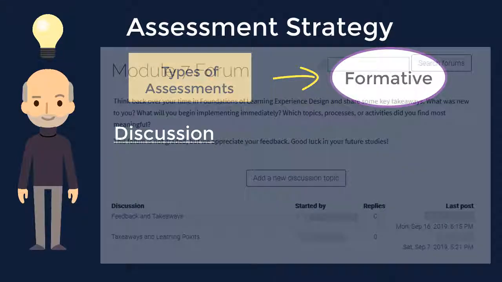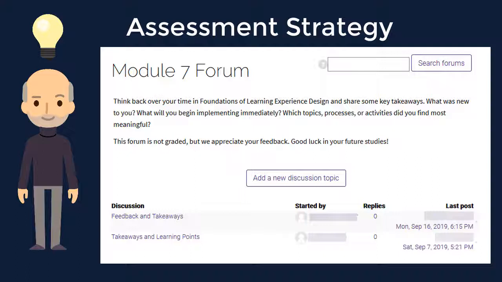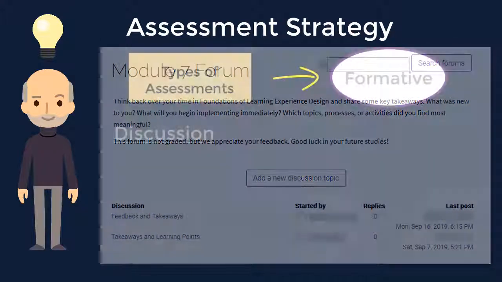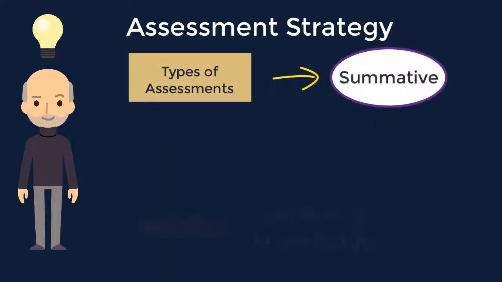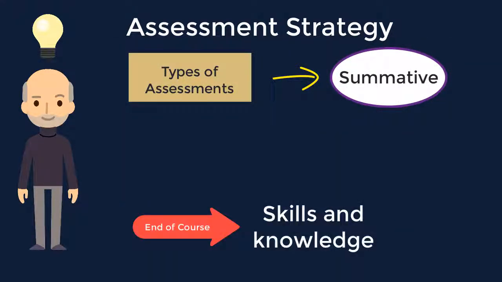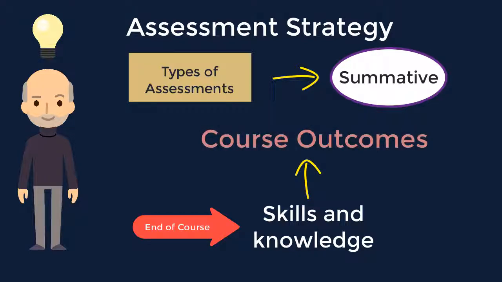An end-of-course reflection can also be a useful tool for students to think through their learning experience and for you to collect feedback on course content and materials. A summative assessment is meant to compare the student's skills and knowledge at the end of the course to the skills and knowledge outlined in the course outcomes.